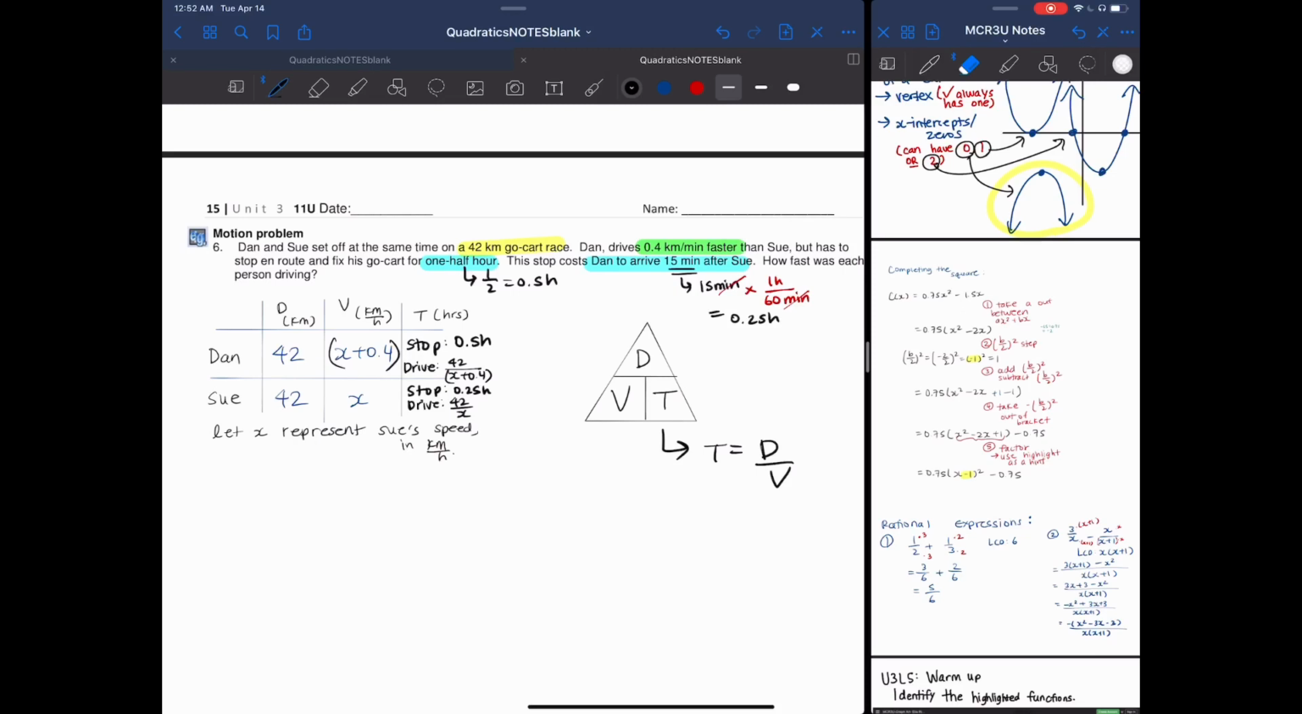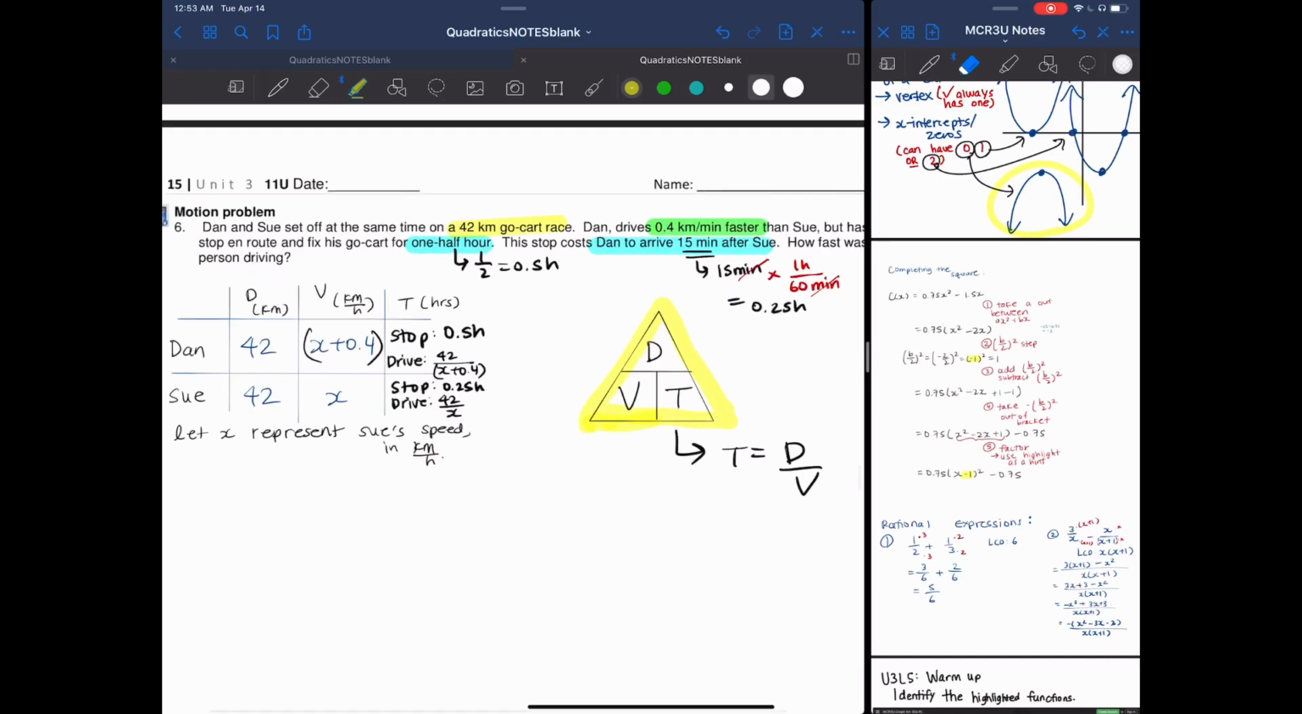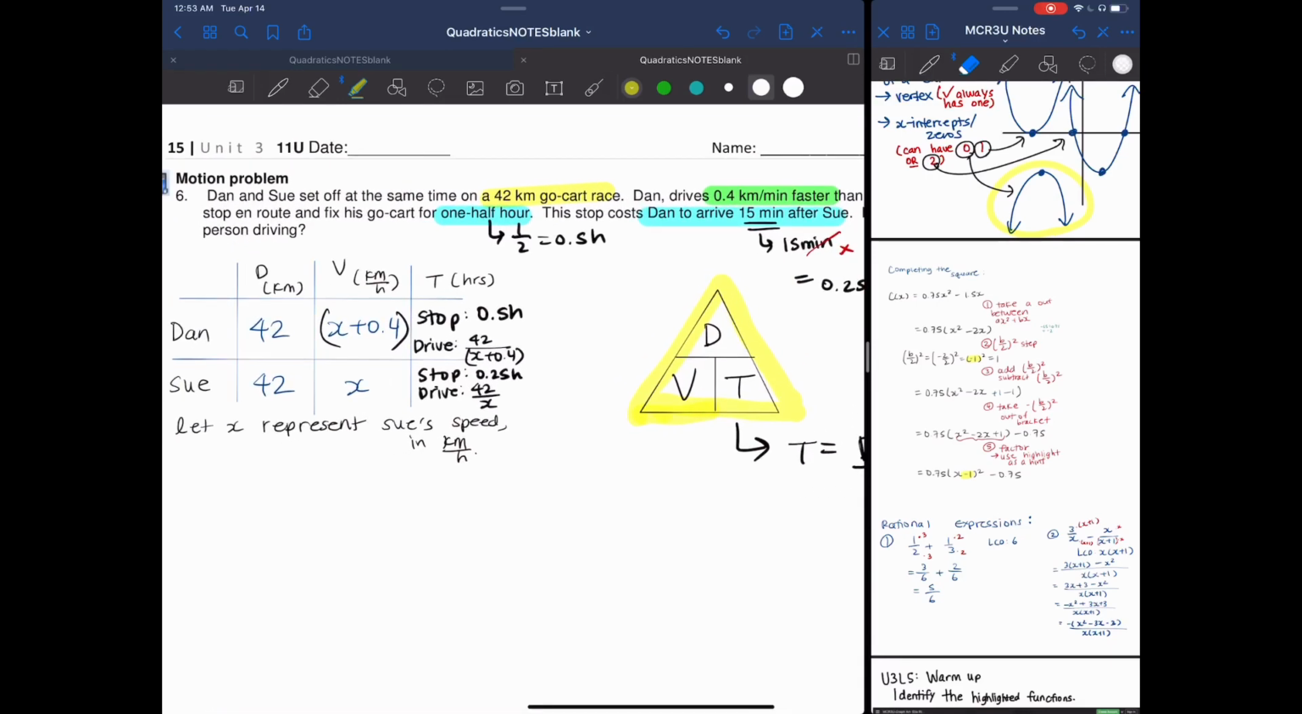Okay, so this is one strategy of how you can solve for this. The table helps you organize, and you might have to rearrange this diagram, or you might need to use different equations depending on the situation. But in this case, we needed a lot of time, and so we broke it down this way. So how is this breakdown going to help us? Well, they both travel 42 kilometers, they drive for a certain amount and stop for a certain amount.